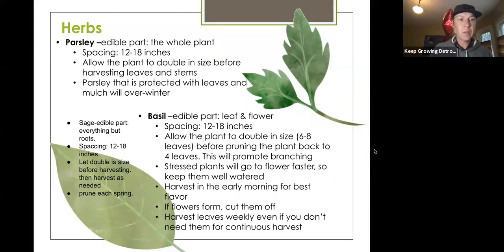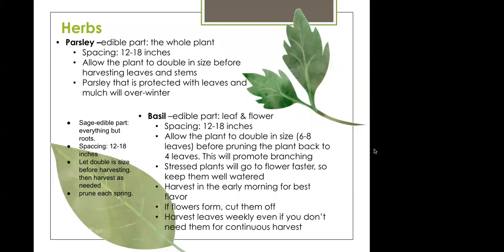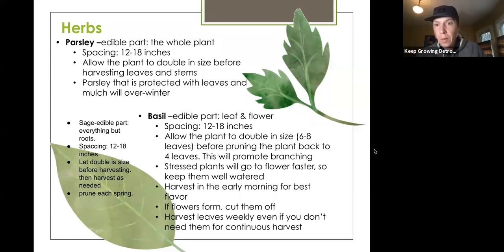All right. Open it up for questions or clarification. Yeah. So there's one question here. What brand of insecticidal soap do you like?